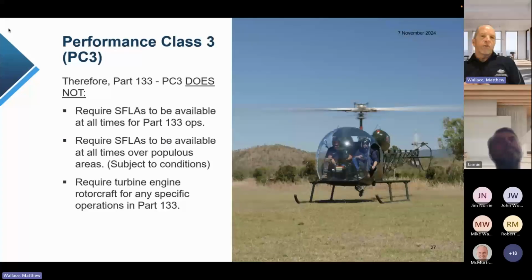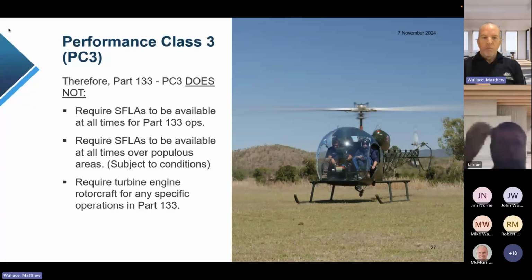All right, so just to summarise what we've gone through, 133 PC3 does not require suitable forced landings to be available at all times for 133 ops. PC2 does require a suitable forced landing to be available at all times over a populous area, and that's subject to the conditions we spoke about. It requires turbine engine rotorcraft for any specific operations in 133.